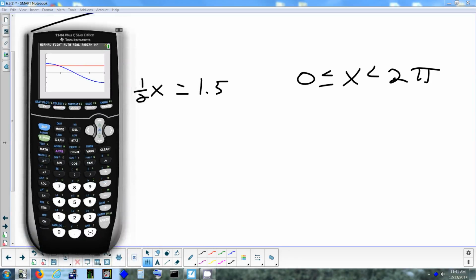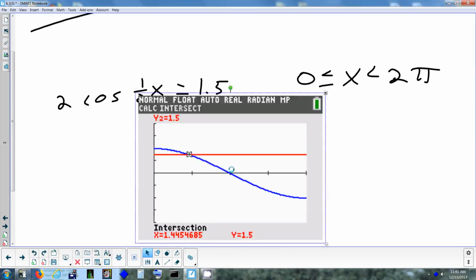Okay, so how many intersections do we get here? One. Yeah, just one. Sometimes you might get 2, sometimes even 3, 4, 5, depending on the problem. But in this case, I only get 1. Second calc, intersect. Since there's only one intersection, just hit enter 3 times, and it'll find it. Here's your answer.